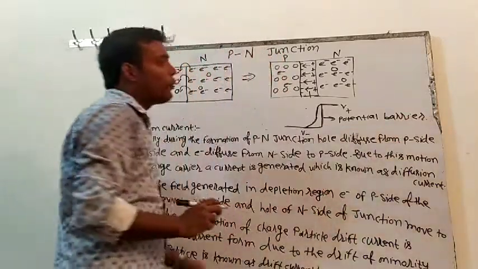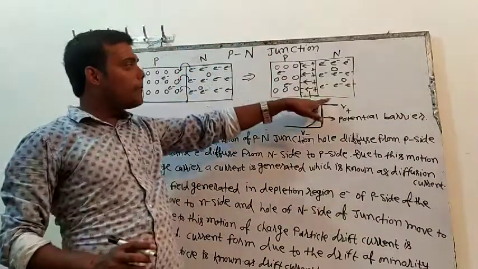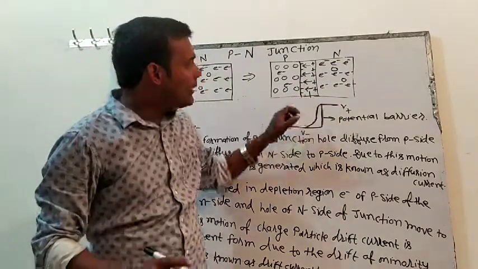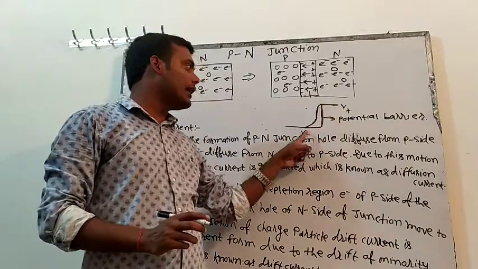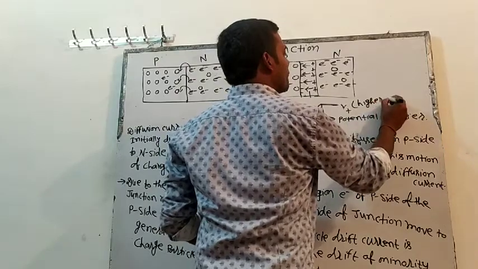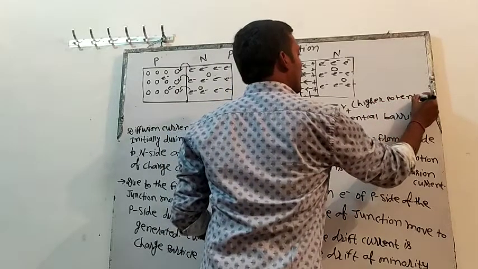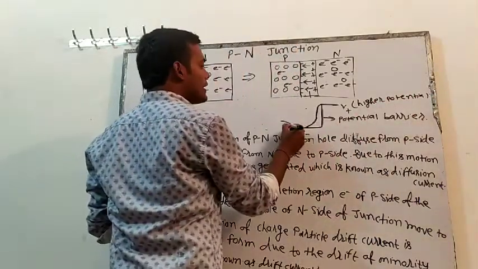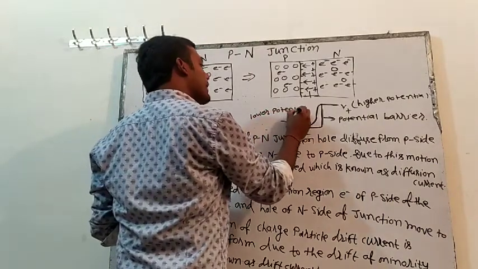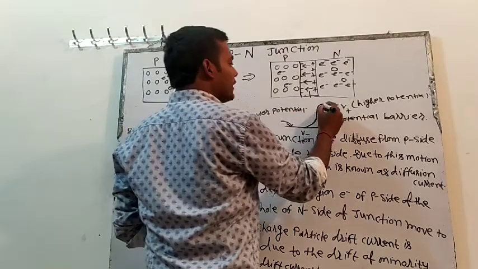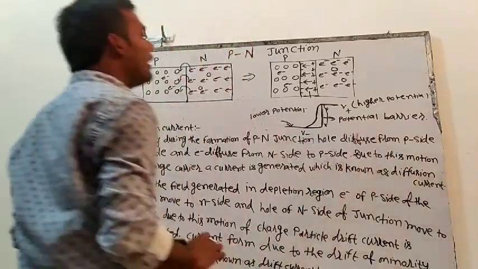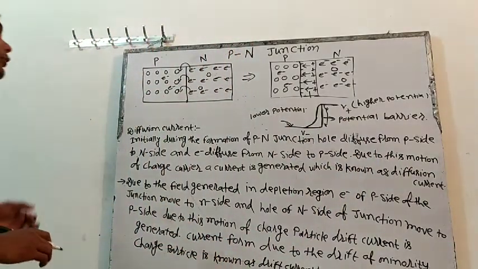So actually what is this potential barrier? The potential difference between higher potential and lower potential. This height, can you see? V positive means higher potential, and this is lower potential. So the potential difference between higher potential and lower potential, this difference, is known as potential barrier.